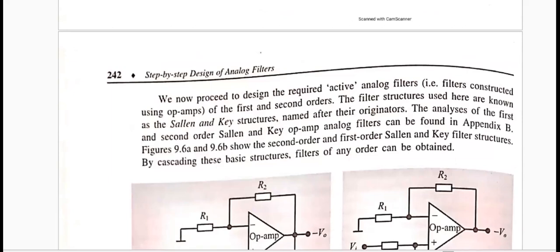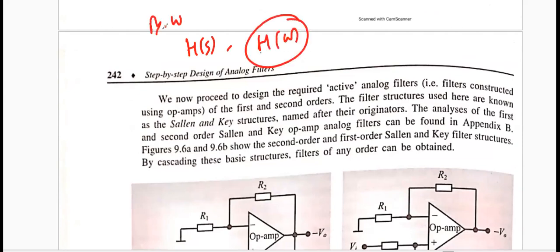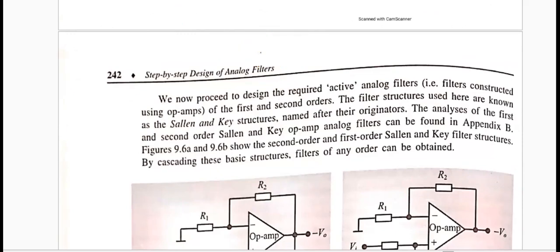Now this is the important part where we can start to design the active analog filter based on our work so far. Our H(s), or you can say H omega, for the Butterworth filter, we have designed. Now what do we need to do? We need to implement that Butterworth filter. There are some topologies by which you can implement it. One of those is called the Sallen-Key structure.